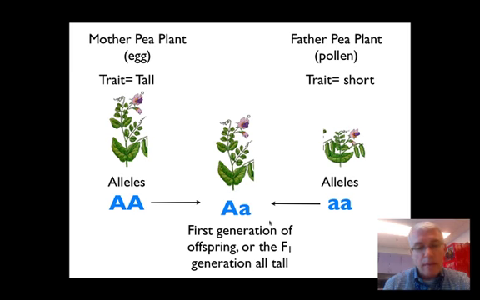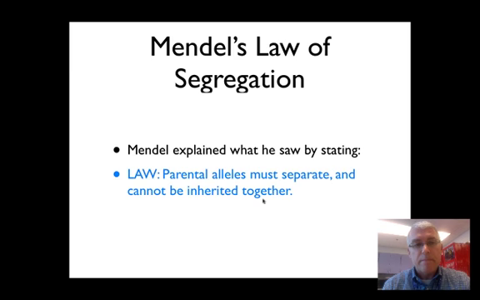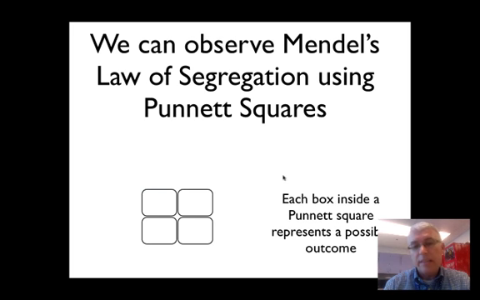Another way of describing this first generation of offspring is to call them the F1 generation. And you'll notice that their alleles are big A, little a. Mendel also figured out something called the law of segregation. You can state Mendel's law of segregation by saying that parental alleles must separate and they cannot be inherited together. Now, the easiest way to see this is in a Punnett square.